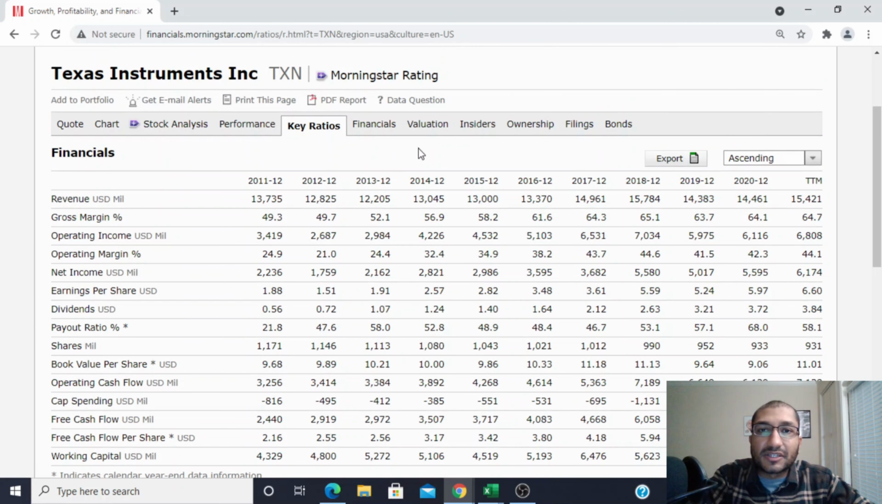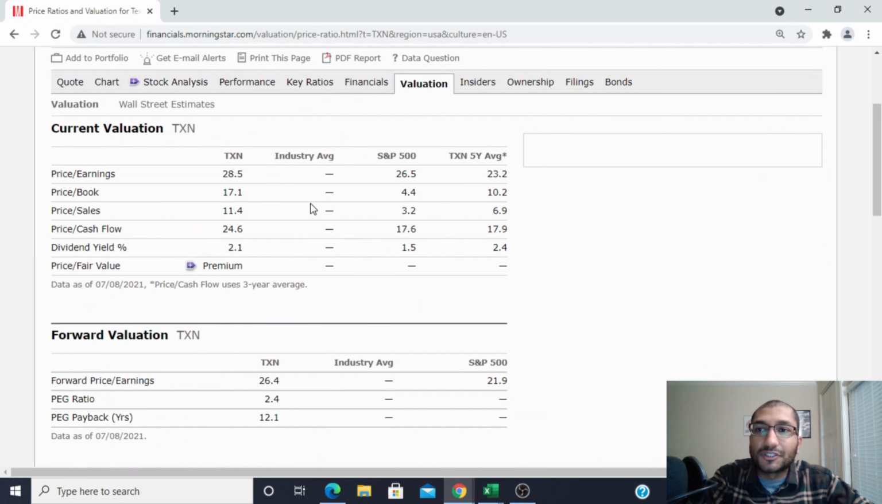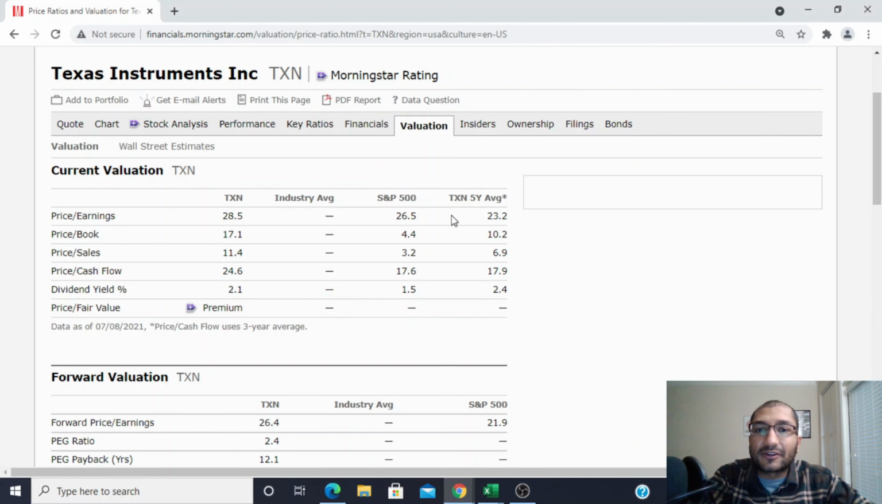Now let's compare TI's current valuation to that of the S&P 500. The S&P 500 is the aggregate of the top 500 companies in the United States. The first item on the list is the price to earnings ratio. TI has a price to earnings of 28.5, whereas the S&P 500 is at 26.5. TI's price to book is at 17.1, whereas the S&P 500 is at 4.4. TI's price to sales is at 11.4, whereas the S&P 500 is at 3.2. TI's price to cash flow is at 24.6, whereas the S&P 500 is at 17.6.